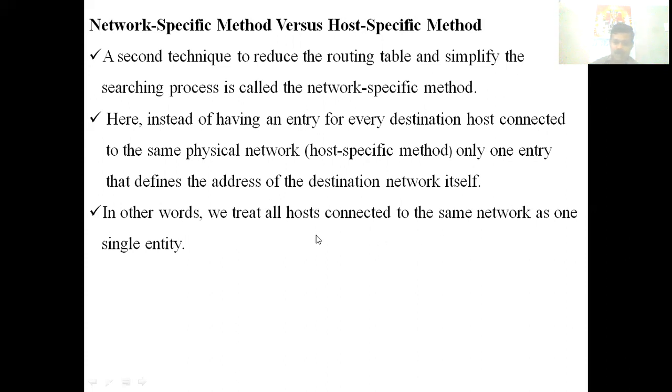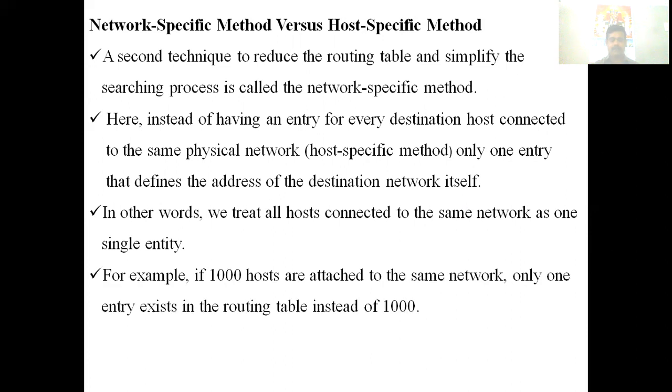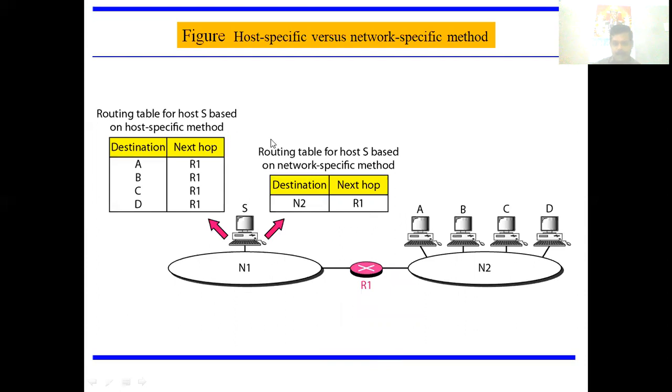We treat all the hosts connected to the same network as one entity. So if you have 10 hosts connected to a network, you will consider all the 10 hosts as one entity. If 100 hosts are attached to the same network, only one entry exists in the routing table instead of 100. We are going to see the diagram, and it will be clear.